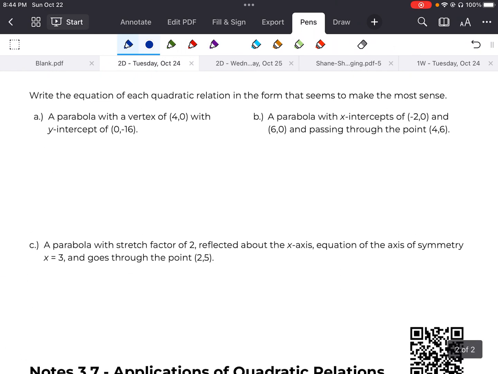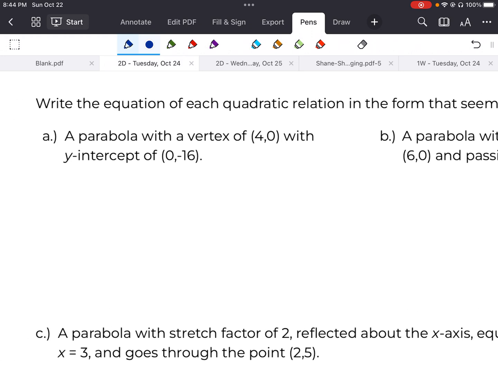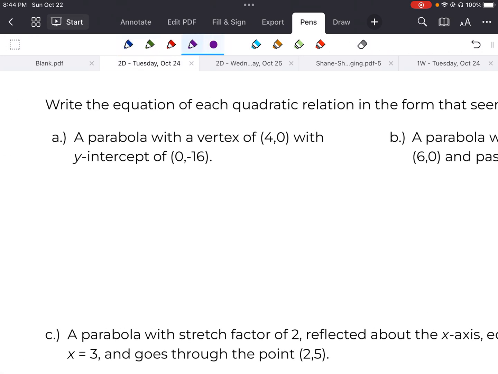Write the equation of a quadratic relation in the form that seems to make the most sense. A parabola with a vertex of 4, 0 and a y-intercept of 0, negative 16. So this one is giving us the vertex. We have an h, k, we have x, y. So we're doing the same thing. Vertex form, our y is negative 16. X is 0, h is 4, and there is no k value.